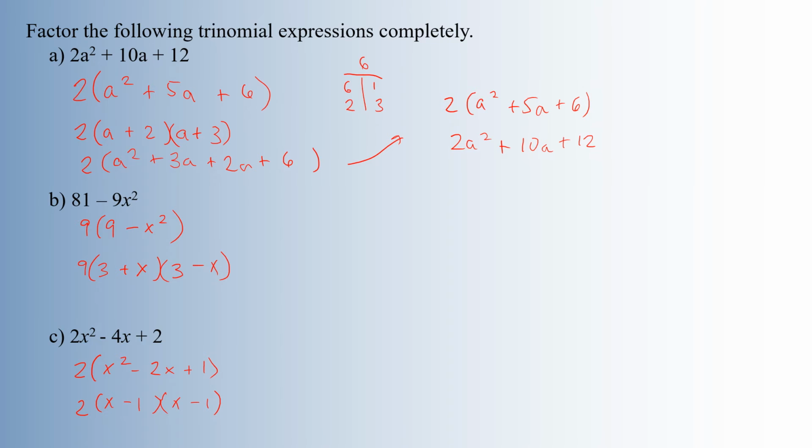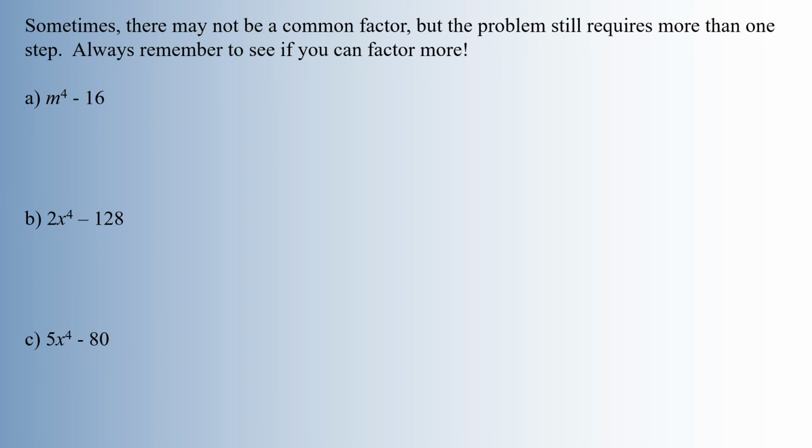Let's look at a few more. Sometimes there may not be a common factor, but the problem still requires you to take more than one step. So remember always to check if you can factor more. Here we have m to the 4th minus 16. So I'm going to factor that. I know that's the difference of 2 squares, so m squared and m squared. Now the minus 16 factors to plus 4 and minus 4. m squared plus 4 is not the difference of 2 squares because it has that plus sign, so that cannot be factored. So I'm left with m squared plus 4.